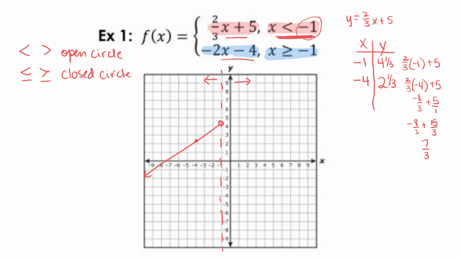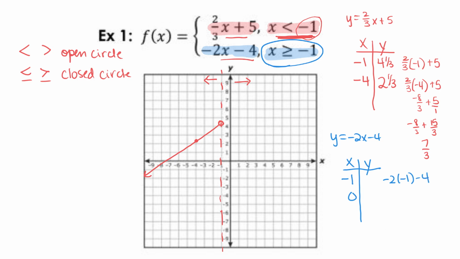Now let's make a table for the next equation, y equals -2x minus 4. I need to pick values where x is greater than or equal to -1. So I'm definitely going to choose -1 because that's the boundary, and then anything above that. I could choose 0, 1, 2, 3, anything above that. So let's plug that in. -2 times -1 minus 4.